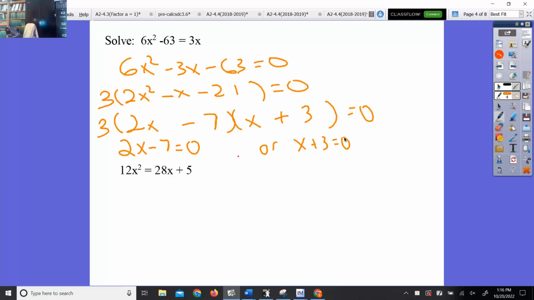Those are pretty easy to do. If 2x minus 7 is 0, what's x? Okay. What's the first step, Turnbull? 7 over 2. Add 7, divide by 2. Easy factor. If x plus 3 is 0, x is -3.